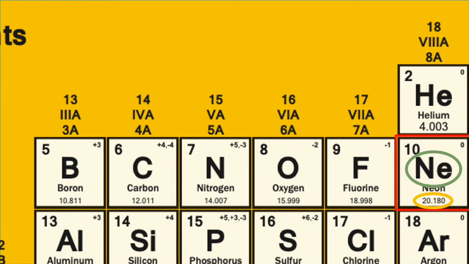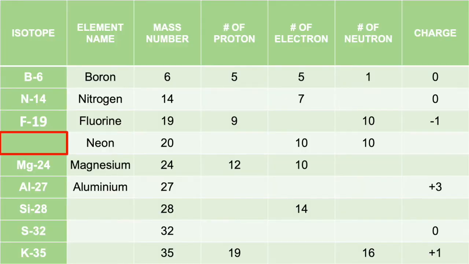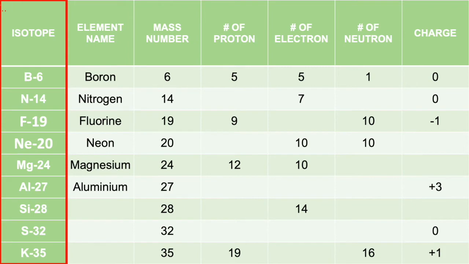20.180 or simply 20. So under the isotope, we are going to simply write the symbol for neon, which is capital N, small letter e, followed by the dash, and the mass number of neon, which is 20. So the isotope of neon is neon-20. And again, if the mass number of the element is indicated on the table, you're just going to simply copy. So our answer is Ne-20.